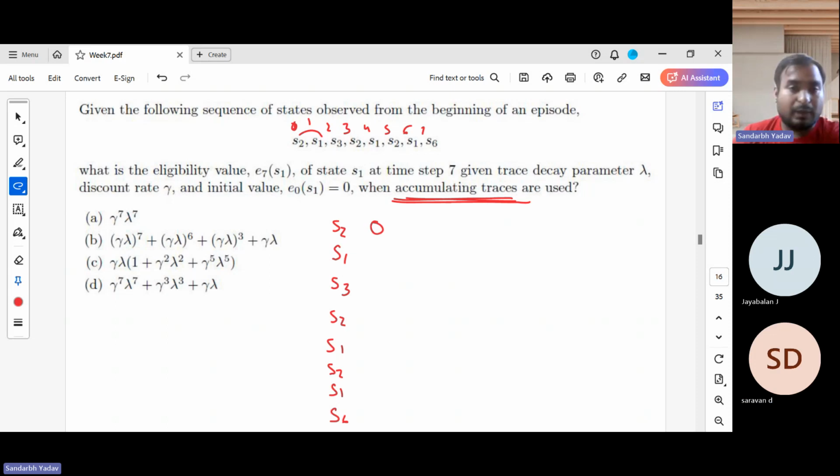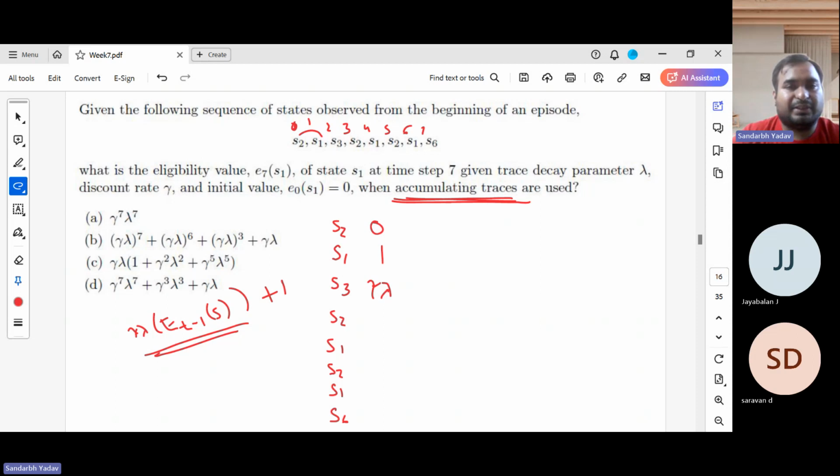Okay. Now we will be moving to S1, so S1 is visited. Since we are using accumulating traces, what we do is gamma lambda times the old value, E t minus 1 of the state, plus 1, right? But since the old value is 0 itself, this term will go to 0 and it will become 1. Now we move to S3. Since we have moved to S3, it will now decay, right? So at this step, it will become gamma lambda.